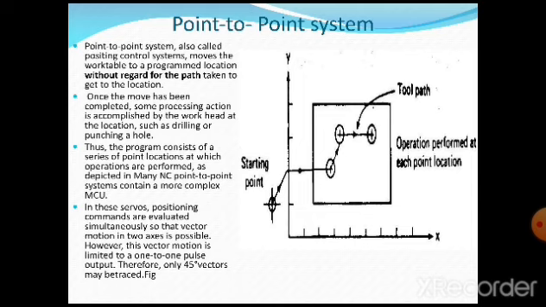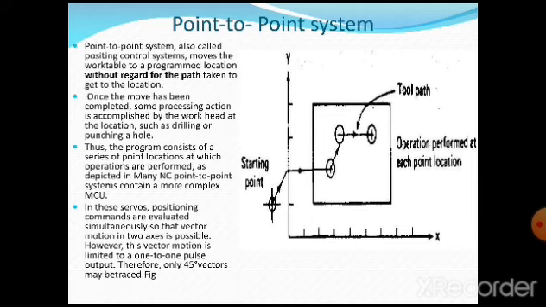So once the tool is made to move from the starting point to 3 different holes on a workpiece, the drilling operation has to be carried out. Thus, the program consists of a series of point locations at which the operations are performed, as depicted in the figure. NC point-to-point systems contain a more complex MCU.